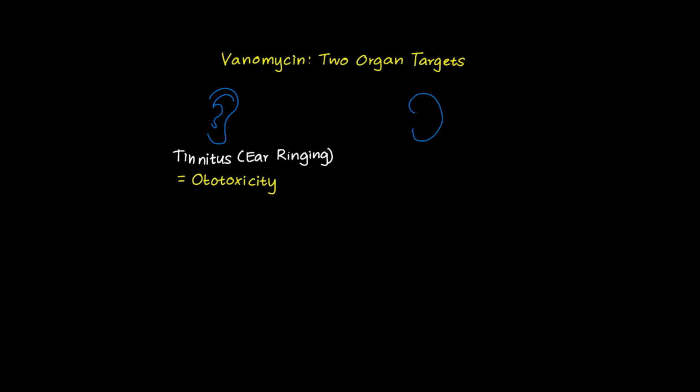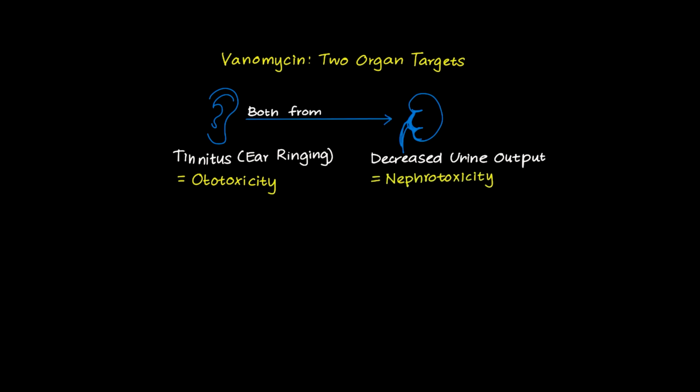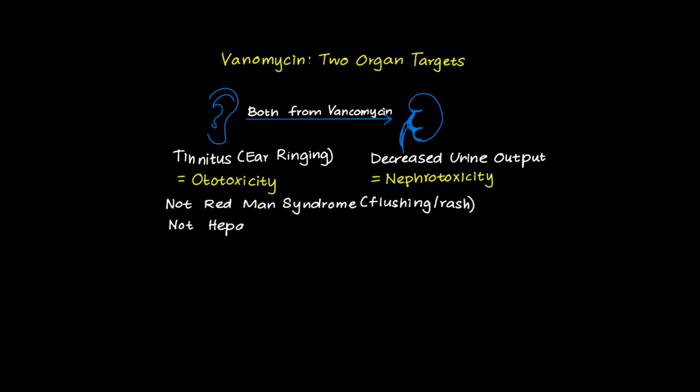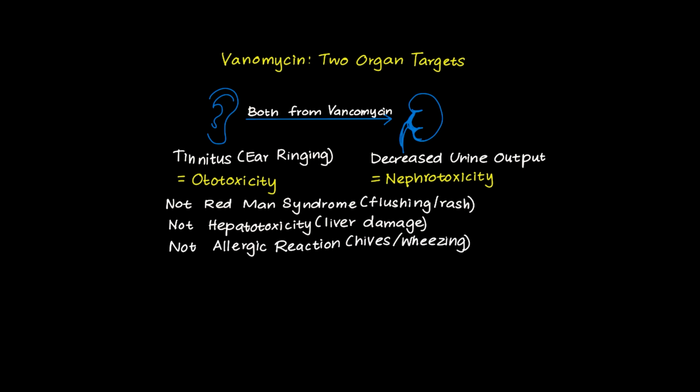Vancomycin can hit both of these organ systems, so when you see ear symptoms and kidney symptoms together on the same patient, you pair ototoxicity with nephrotoxicity. Red man syndrome does not cause tinnitus, it causes flushing and rash. Hepatotoxicity hits the liver, not the ears. An allergic reaction would bring hives and wheezing, not ringing ears and low urine.